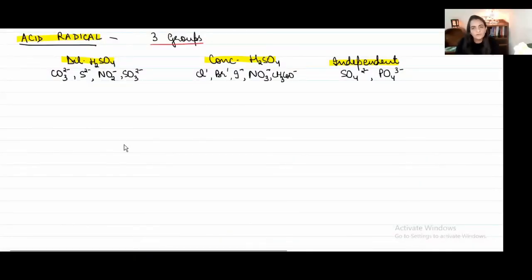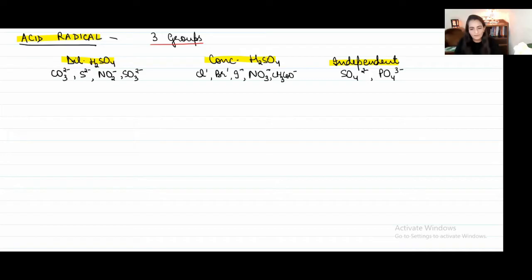Now, we already know acid radicals are the anions present in salt, and these are called so because they are obtained from acid. For example, chloride ion is an acid radical. Why? Because it is obtained from HCl. Sulfate is an acid radical because it's obtained from sulfuric acid. So these are called acid radicals.